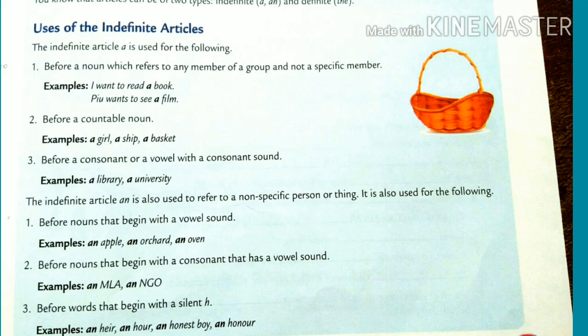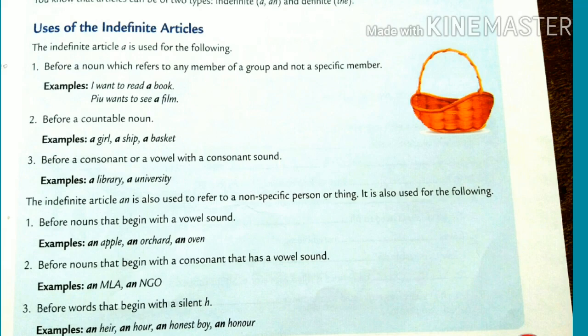The indefinite article is used for the following. Now we can see where we use the indefinite articles. First one, before a noun which refers to any member of a group and not a specific member. If a noun does not specify a member of a group, there we use indefinite article a.